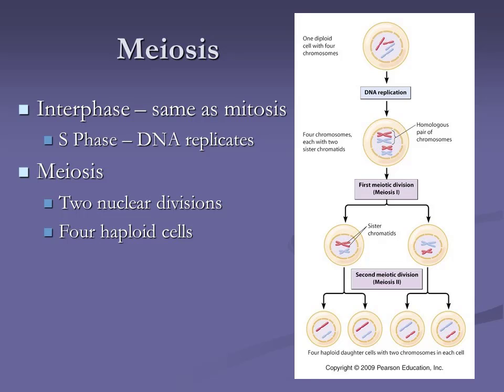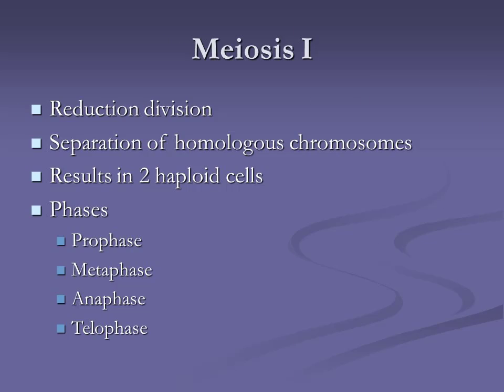Correct. That's how we end up with haploid cells instead of diploid daughter cells. So we're going to start with meiosis 1. Again, I like to call it PMAT 1 because guess what? Same stages: prophase, metaphase, anaphase, telophase. It's going to look pretty much the same, but we're moving things around a little bit differently.